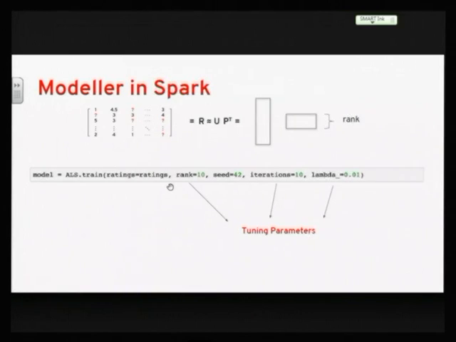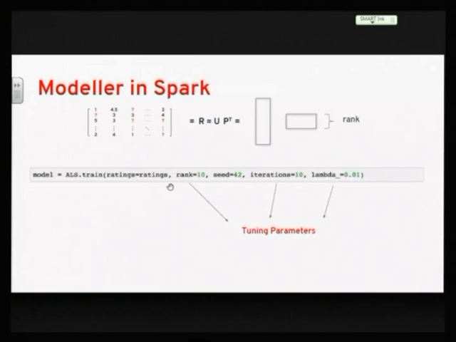Within Spark, within Python, within the ALS class, we've got this train function. The train function takes in the ratings matrix in the form of the RDD, resilient distributed dataset, along with some other tuning parameters, and it spits out our two matrices, U and P.